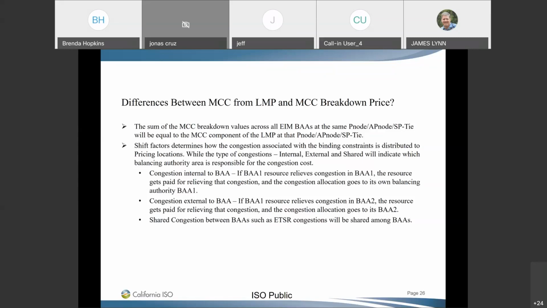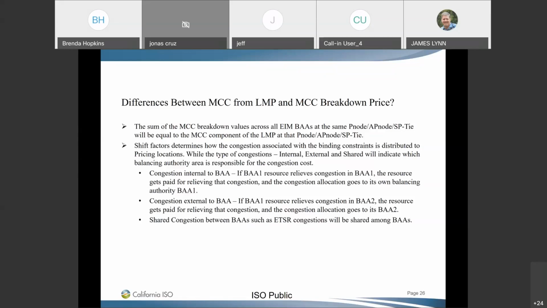But you will also need to know, is that constraint an internal constraint, an external constraint, or a shared constraint? And the ETSR would be your only shared constraint. So it's not easy to shadow the marginal cost of congestion breakdown pricing that the market does. It can be done, and I do know of a couple BAs that have done it. It took them a long time to do it, but it can be done.